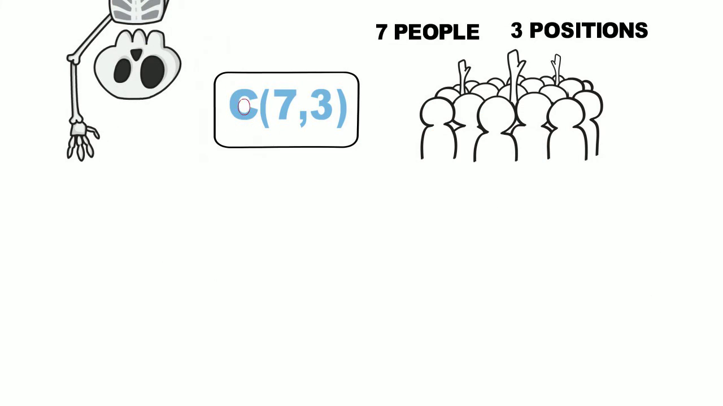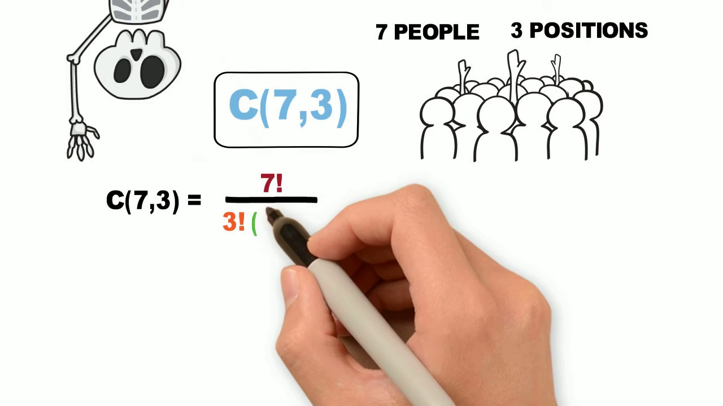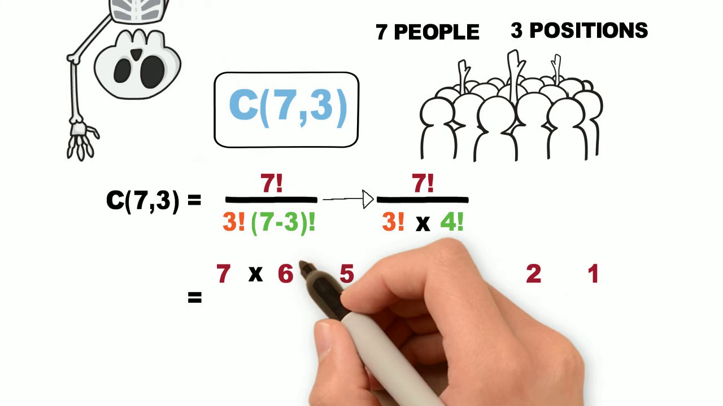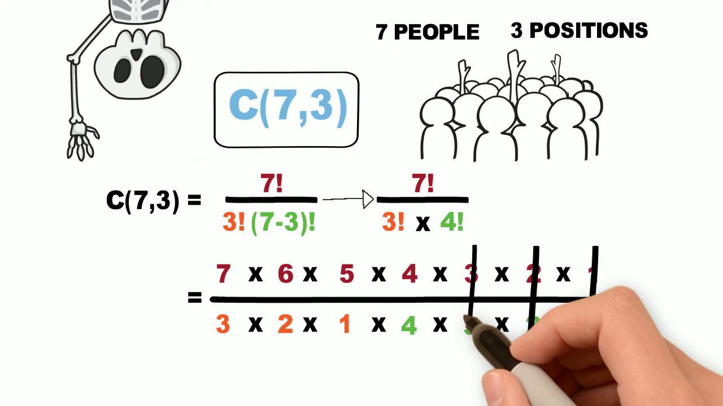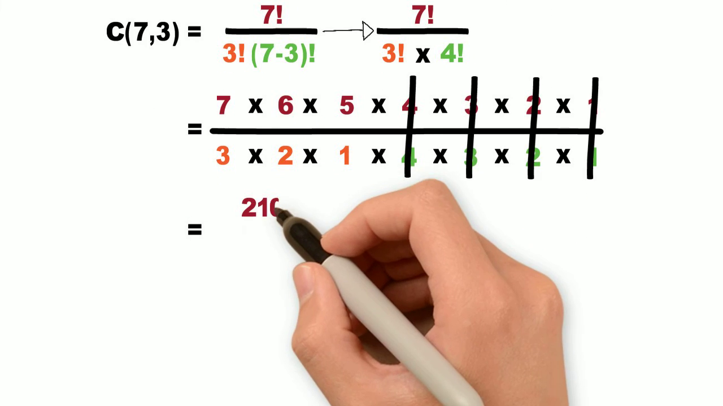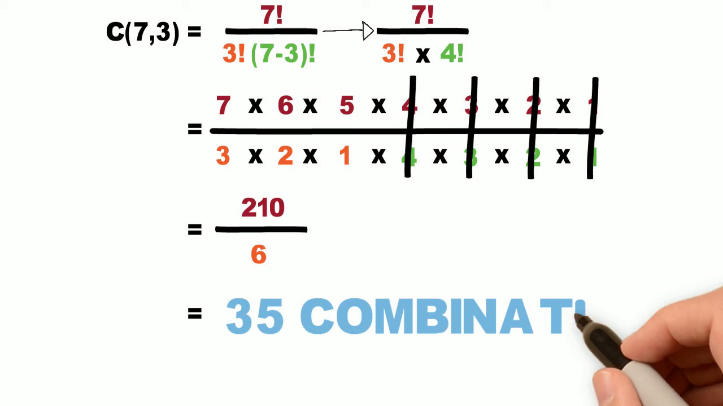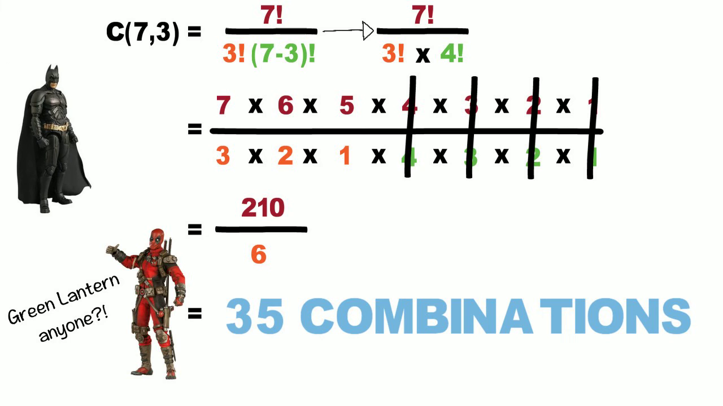And if we're going to plug that into our formula, then on top we have 7 factorial, and on bottom we have 3 factorial times 4 factorial. Let's go ahead and write these out carefully, and once you do, you can start canceling out all the things that you can. Go ahead and do this final simplification, and you find that there are 35 different ways that you can select a group of 3 friends out of your 7 available friends to go watch a movie.